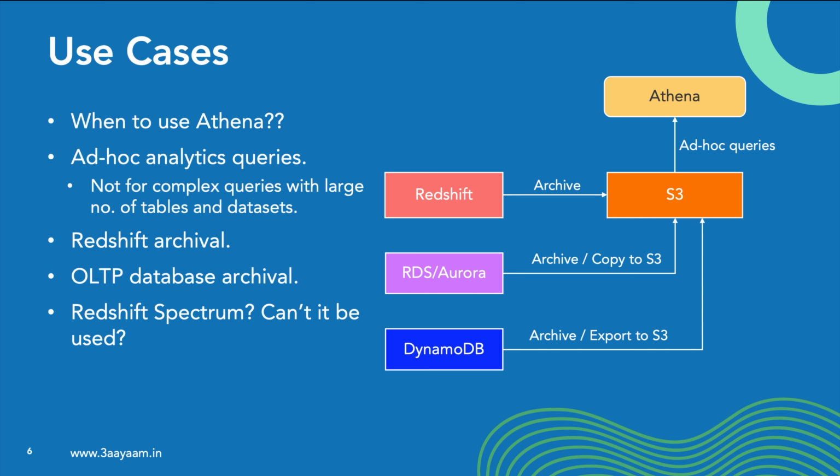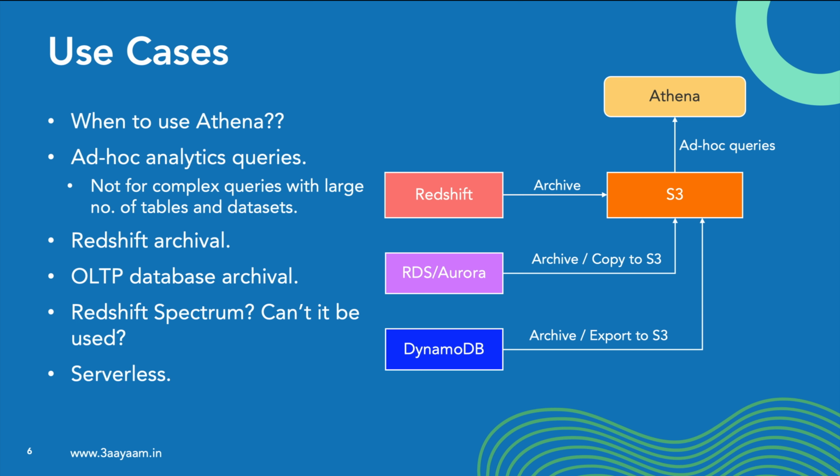Otherwise, if you want to use Redshift Spectrum, you'll have to make sure that a Redshift cluster is running or a Redshift serverless workgroup is running. So if you already have a Redshift provisioned cluster or serverless workgroup, you can use Redshift Spectrum in that case also. But as I said, Redshift is typically used for very complex queries. So if the queries are not as complex, then Athena can be used.